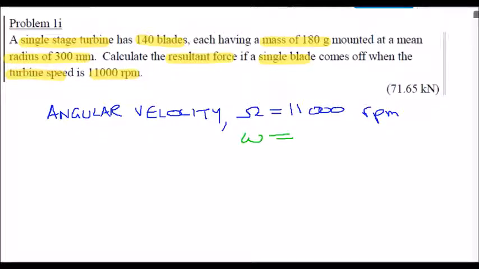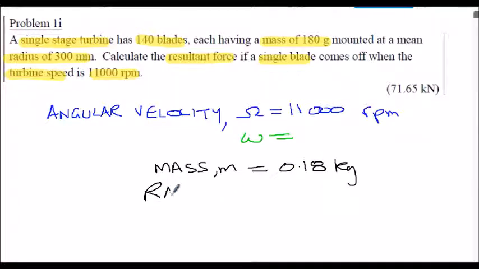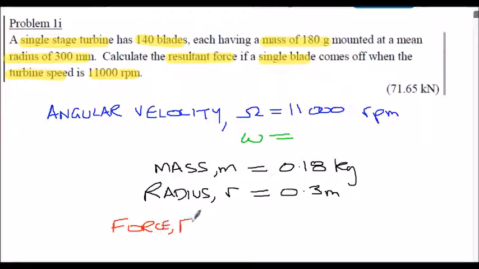Now we need to be careful here because of the unit of the mass. I notice the mass is in grams, so perhaps I'll write that down first of all. The mass of a blade, we need to put straight into kilograms, so 0.18 kilograms. We've got to be careful with the radius, that's in millimeters. I'm going to go to meters. It's given as 300, so 0.3 meters. Then we've got to calculate the centrifugal force, call it F, and that's the m omega squared r formula. I'm going to let you do the number crunching on this, if you would.